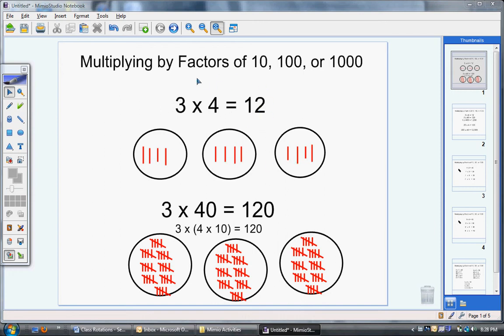Now knowing this fact of 3 times 4 equals 12 helps me to solve the problem 3 times 40 equals 120. Notice I still have 3 groups, but this time I'm putting 40 in each one. Now do you notice a pattern between these two answers? You should notice that they both have a 12 in them. What's different is that I changed the 4 into a 40. I multiplied 4 by 10 to get 40, which is what I have down here. 3 times 40, 4 times 10, is 120. Notice how on this side, in my factors, I added a 0. And in my product, I added a 0.